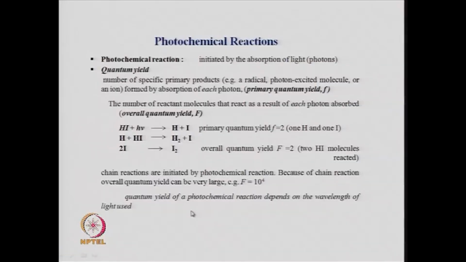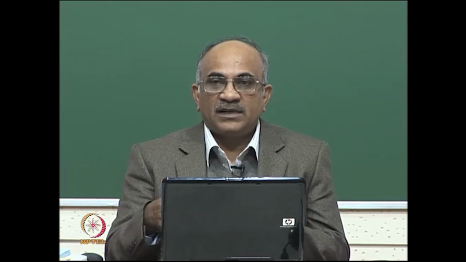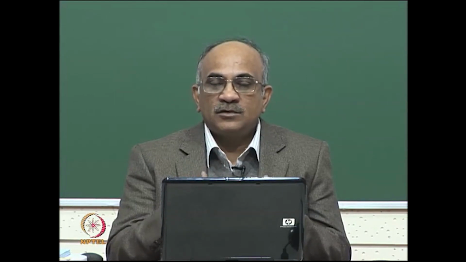Now, the quantum yield of a photochemical reaction depends on the wavelength of light. So, if you use a light of a particular wavelength, you may have some quantum yield. If you change the wavelength of light, then you will have some other quantum yield. So, that is another thing which you can study. For the same reaction, use light of different wavelengths, and for that you have to use different kinds of light sources. So, if you are using a laser, then you have to use a laser of different wavelengths.